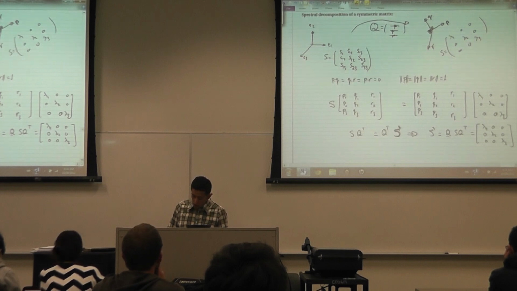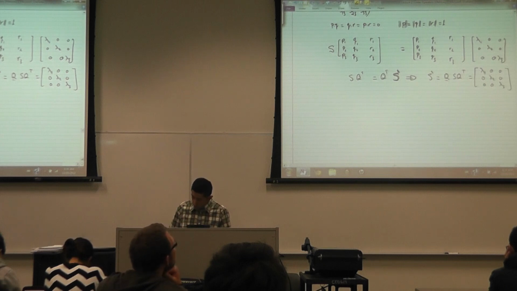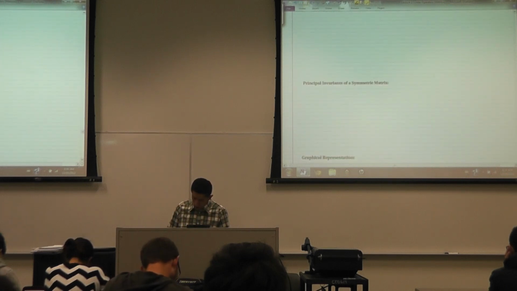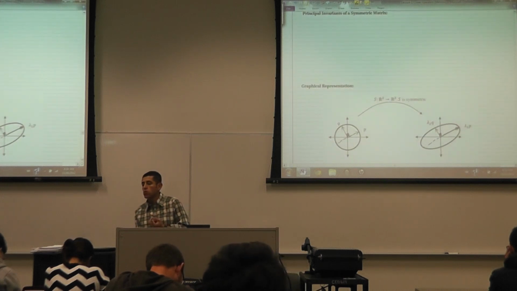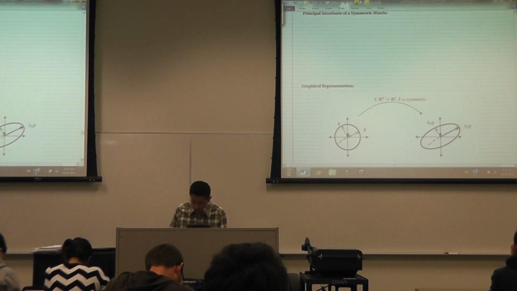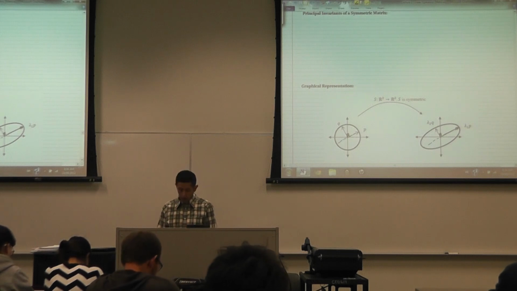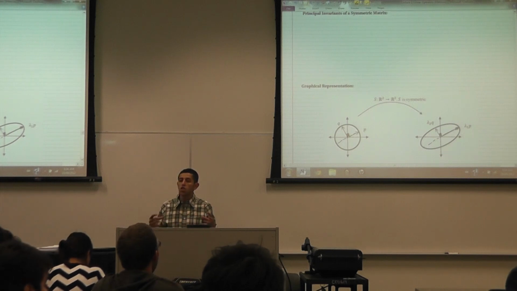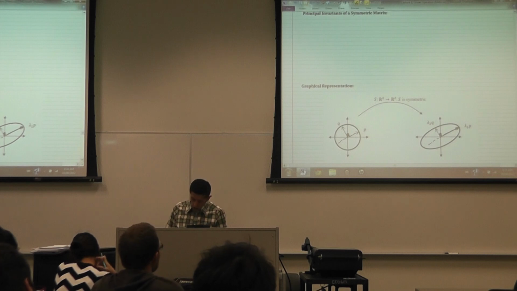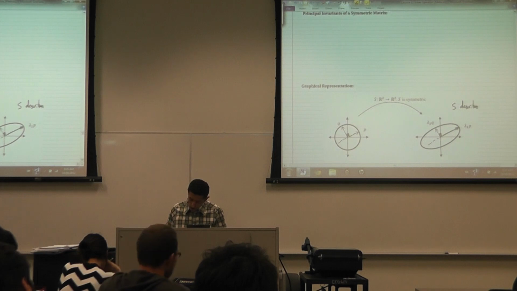Now a symmetric matrix is used to describe extension. So if I have an object, or this circle here, because P keeps its direction, Q keeps its direction, a symmetric matrix is used to describe an extension of an object, or stretch. So S describes stretch.